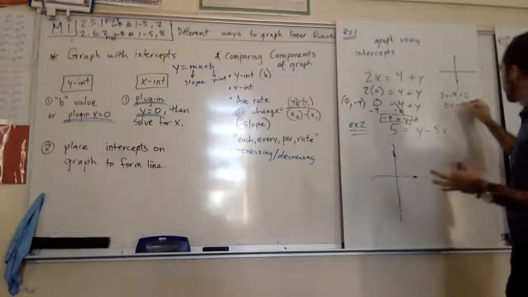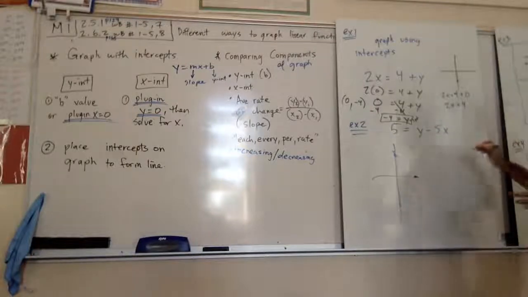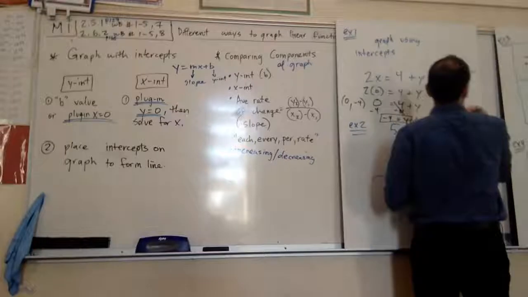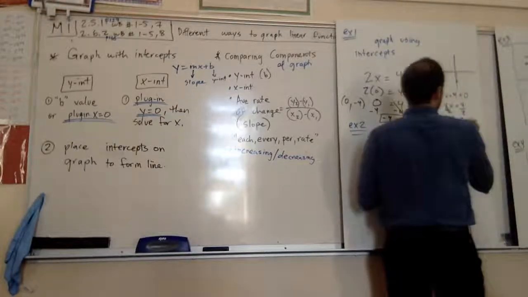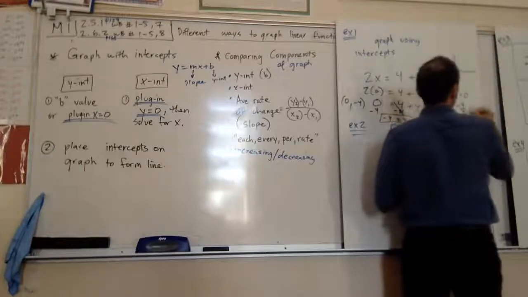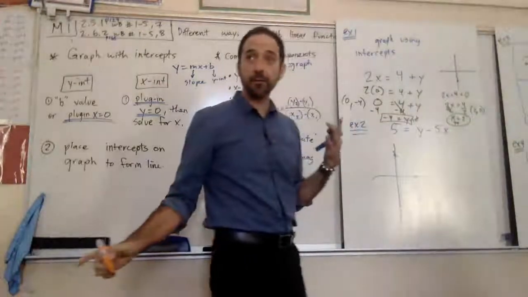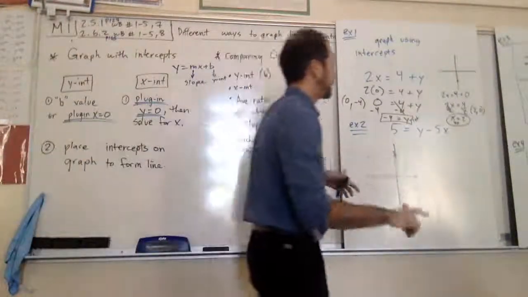Two x is equal to 4. X is 2. All right. And this is the x-intercept because it's at the point 2 and 0 for y. You plug in 0 for y, you find your x-intercept. Plug in 0 for x, you find your y-intercept.